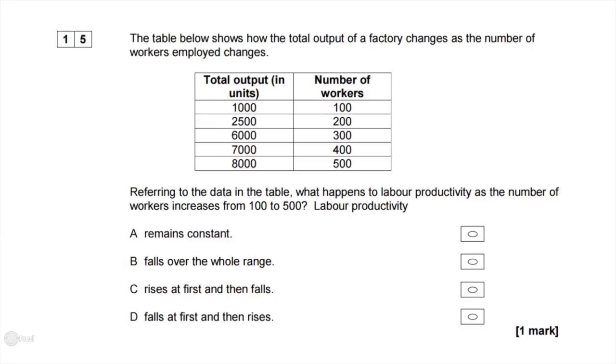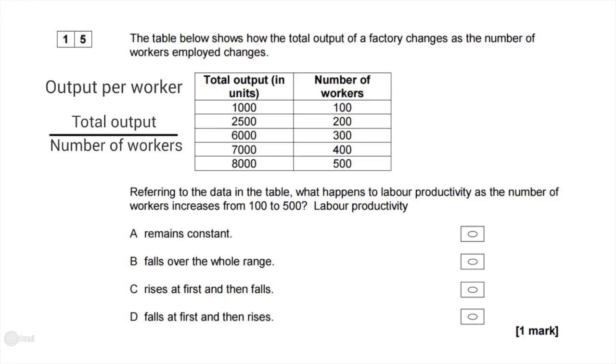Question 15. The table below shows how the total output of a factory changes as the number of workers employed changes. Referring to the data in the table, what happens to labour productivity as the number of workers increases from 100 to 500? Labour productivity, A remains constant, B falls over the whole range, C rises at first and then falls, or D falls at first then rises. So we've got total output and the number of workers in the table. To work out output per worker, we do the total output divided by the number of workers.